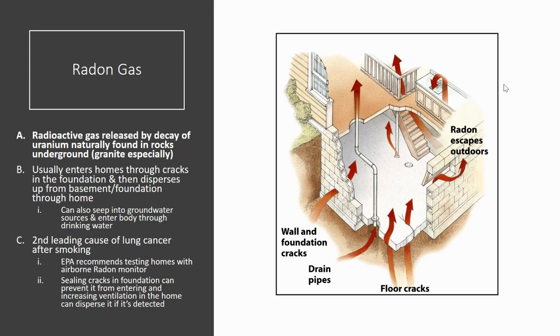It also has the potential to seep into your groundwater, and so not only could you be breathing in radon gas, but you could be exposed to it by your drinking water. It's actually the second leading cause of lung cancer after smoking, and the EPA recommends testing your home with airborne radon monitors. If you do happen to find high levels of radon gas in your home, you can seal the cracks in the foundation to prevent it from entering. You can also increase the ventilation in your home and disperse it if it is detected.